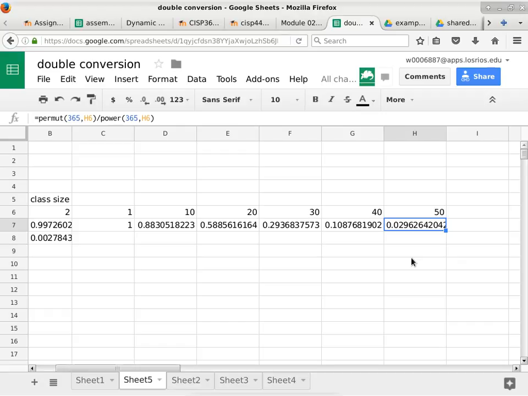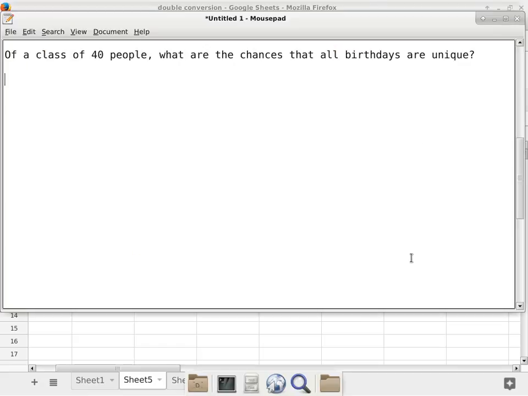Out of 40 people, I only want exactly 2 people to have the same birthday. So how do we figure that out? Let me write down the question first, and then we'll take a look at how we solve that problem.